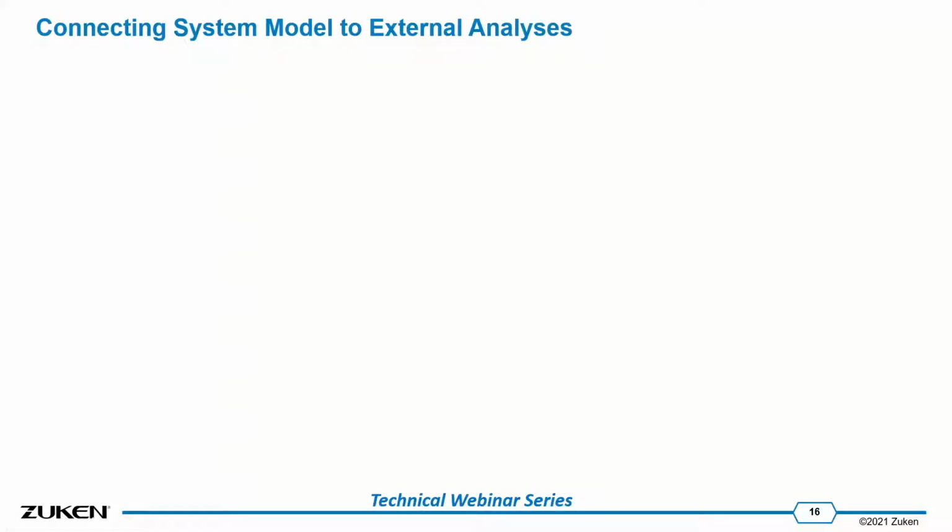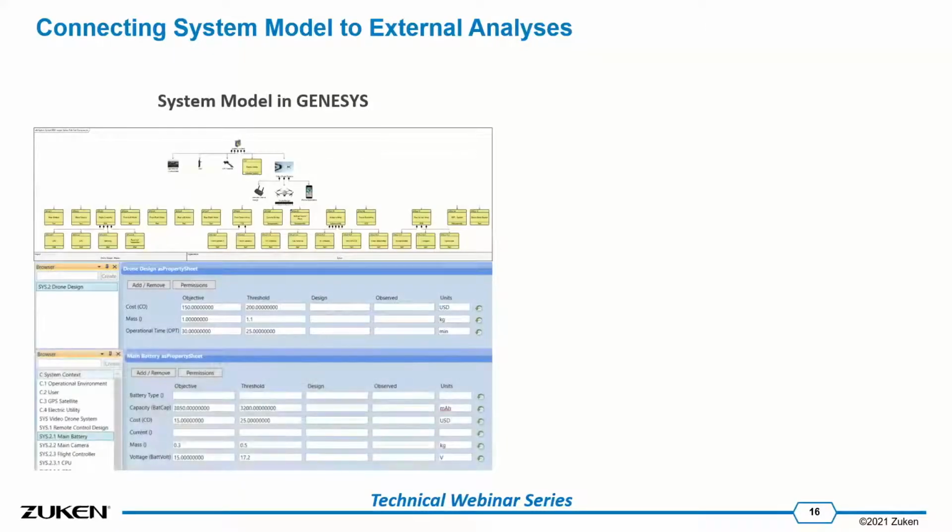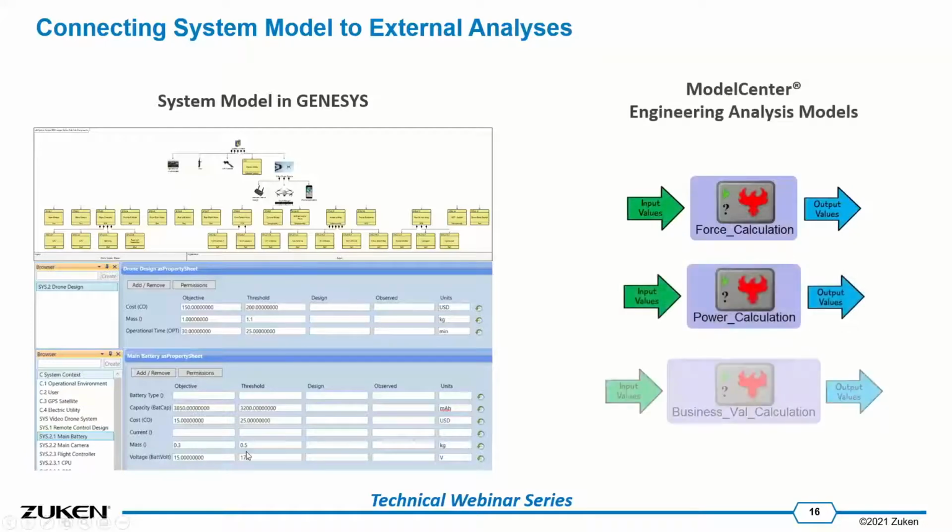So now that we have focused together on both foundations of the bridge, the left part of the bridge during the first webinar and the right side of the bridge just before, it's time to come back to our bridge analogy. On the left side, we have our system model defined in Genesis, containing the architecture of the system and the parameters for the different components. And on the right side of the bridge, we have the different analyses.